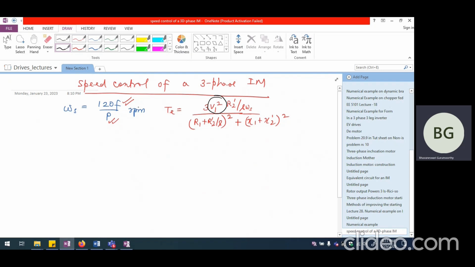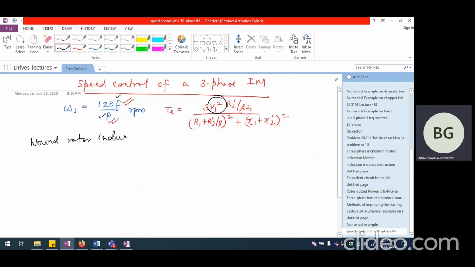So generally, the best method of speed control would be either by changing the frequency or by changing the number of poles. Another easier method of speed control that can be employed is in the wound rotor induction motor.